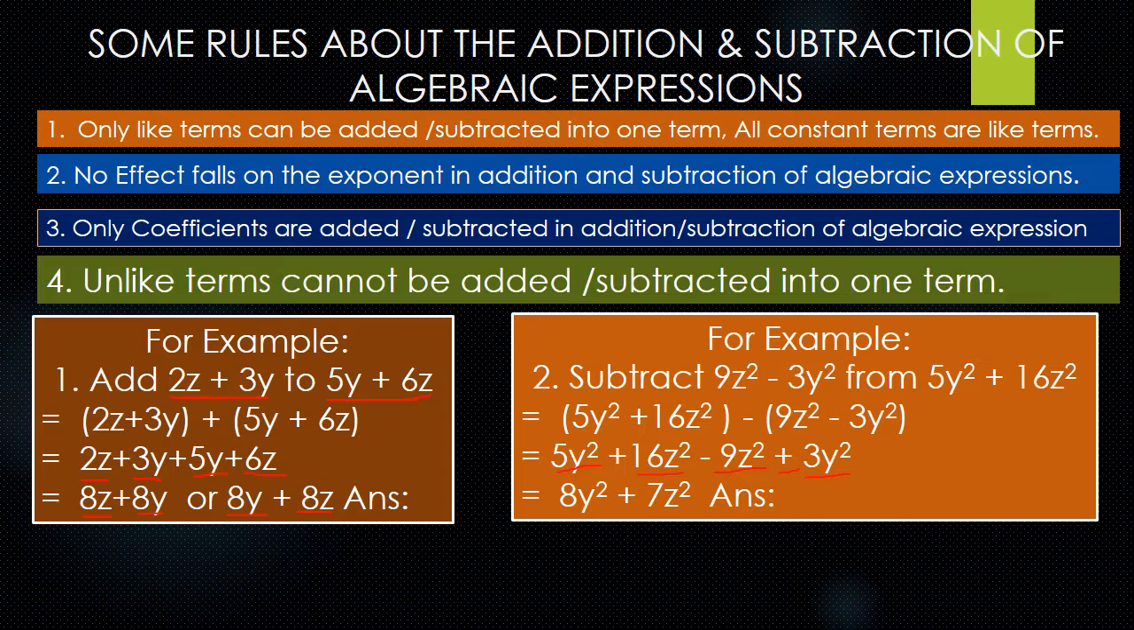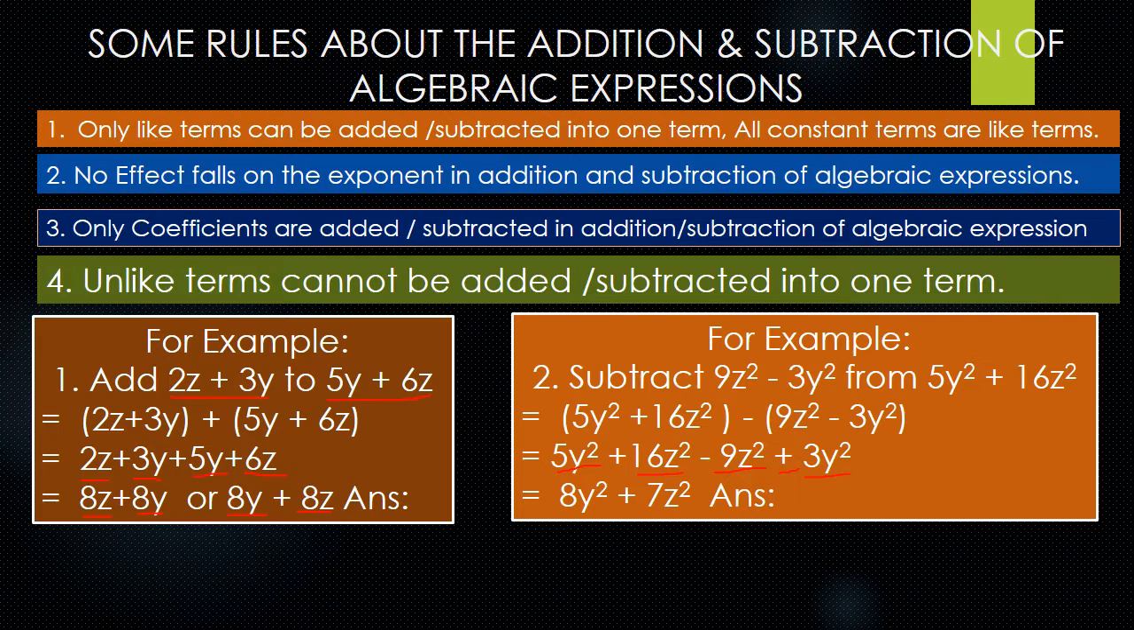Now look here. This 2z can only be added with 6z. This 2z cannot be added either with 3y or with 5y. Why? Because 2z and 6z are like terms, and 3y and 5y are like terms. So we can add 2z with 6z only and 3y with 5y only. When we add 2z with 6z, we get 8z, and when we add 3y with 5y, we get 8y.